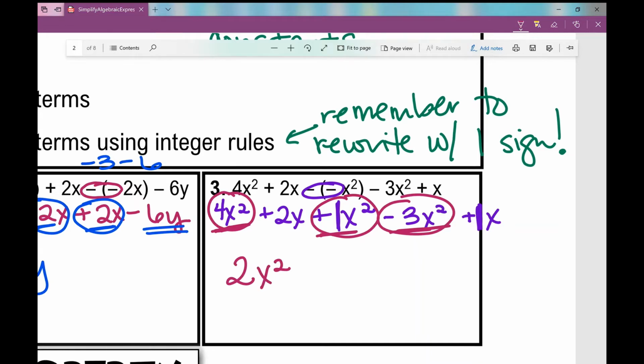And now let's combine our other terms. 2x and 1x combines to make positive 3x. So that positive or negative, when you write it down, I like to say it becomes your operation. So positive 3x plus 3x. So 2x squared plus 3x.